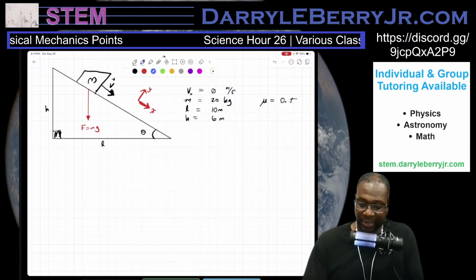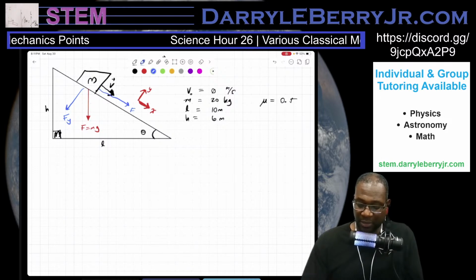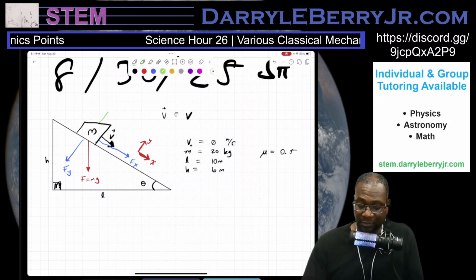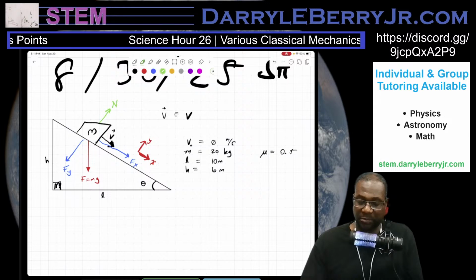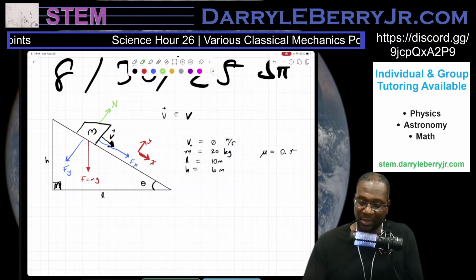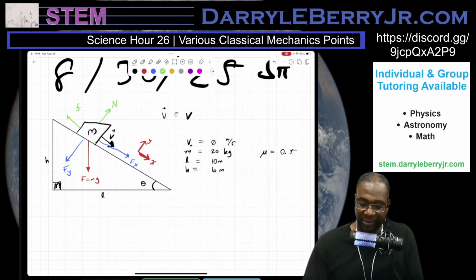So we can have our Fy that's going into the ramp, and we can have our Fx that's going down the ramp. Another thing we'll also have here is the normal force, which is the force that's causing the block to not just collapse through the ramp, being pushed back up from the ramp. And then we have our friction force, which may or may not be zero depending on how we set the problem.